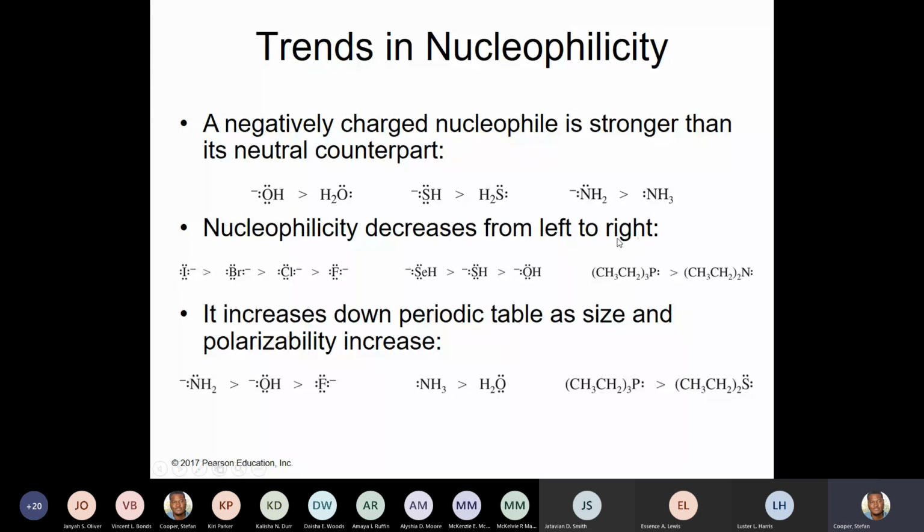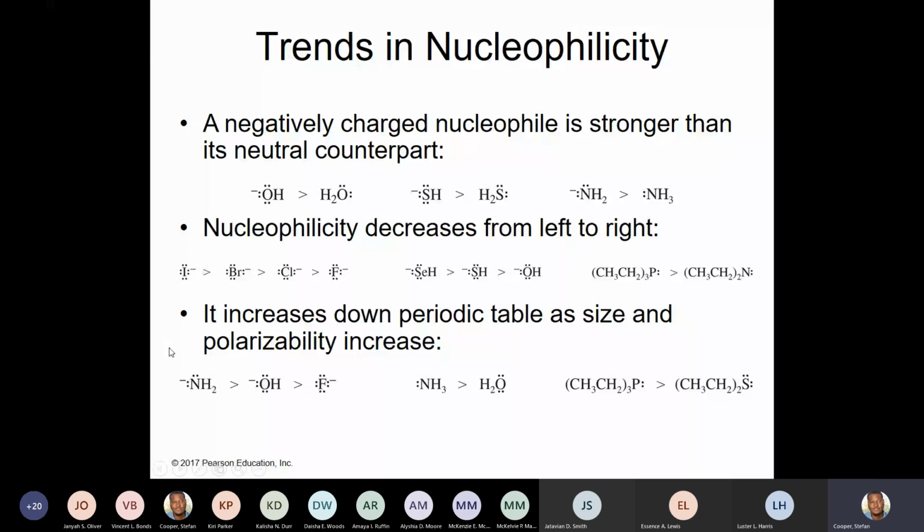Now this left to right trend comes up here. If I look at the fact that nitrogen here with a negative charge is a better nucleophile than fluorine. So that's going left to right. That's moving away from electronegativity. So if I'm more electropositive, I'm a better nucleophile.